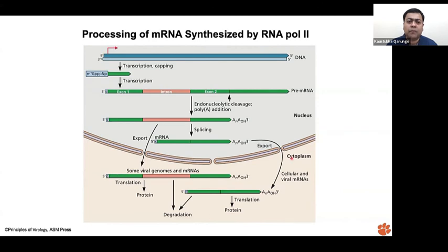And the rest of the process, which is the capping, polyadenylation, then nuclear transport and splicing, these are the modifications of the mRNA, and we are going to talk about that in part 2 of this topic. So let's take a look at the detail about the transcription.